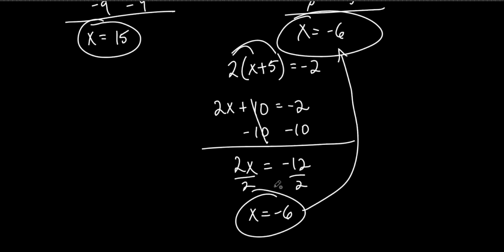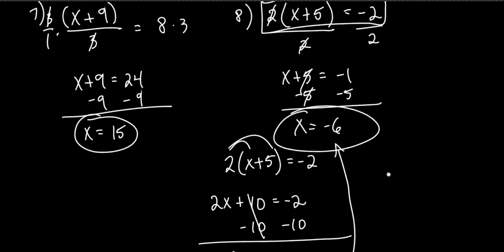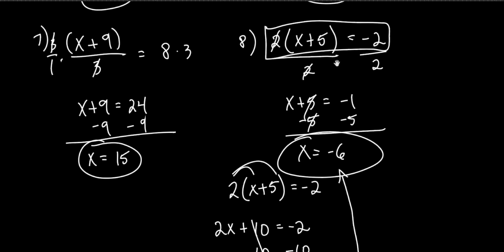So you could do it this way, couldn't you? All right, and that'd be fine. I wouldn't mind if you did it that way. As long as you're getting the right answer, you're good to go. But the other way actually saved you a step, all right, by dividing both sides by 2.